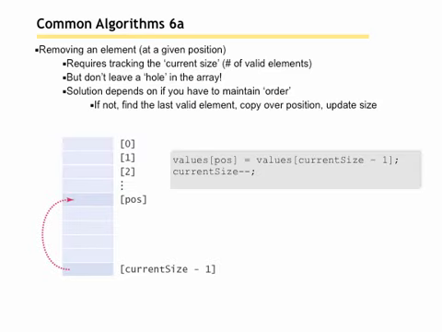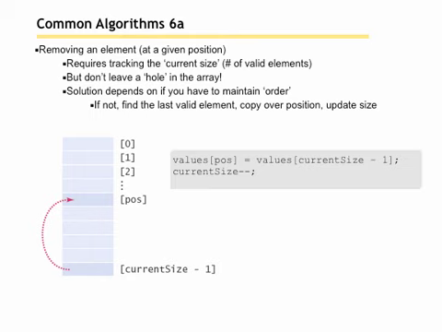Here is an example of an algorithm where we are removing an element. It's important to remember that arrays in Java are fixed in size. That means we can't change the size of the array when the program is running. However, we can use only a portion of the array. So if we are using just a portion of the array, we can remove an element and then update our current size.